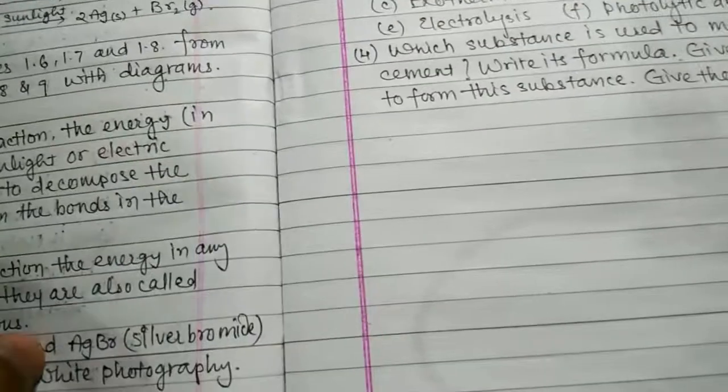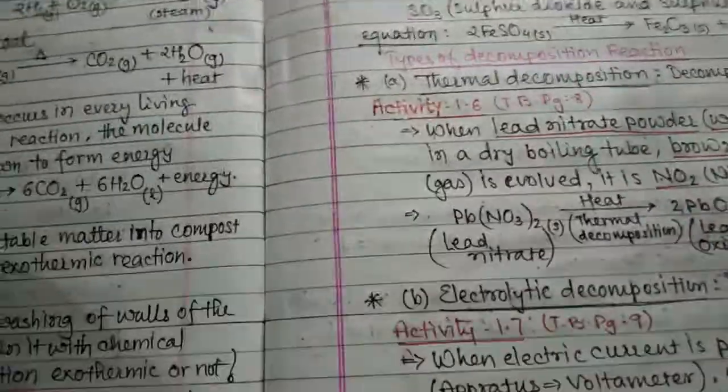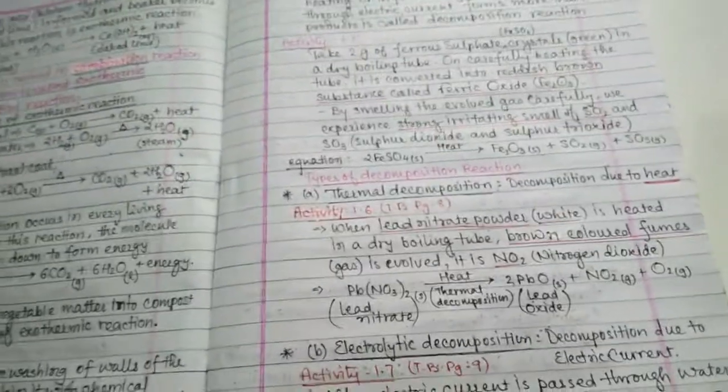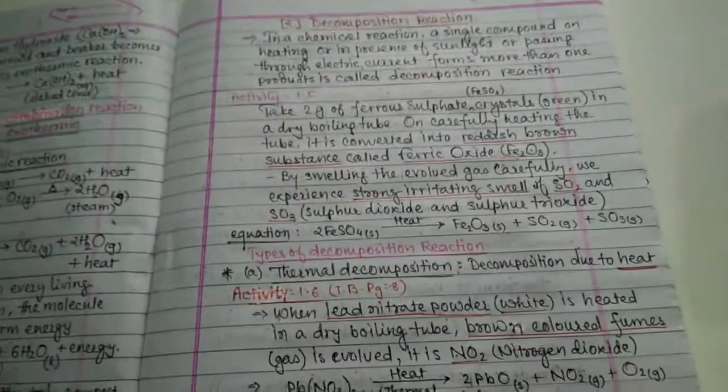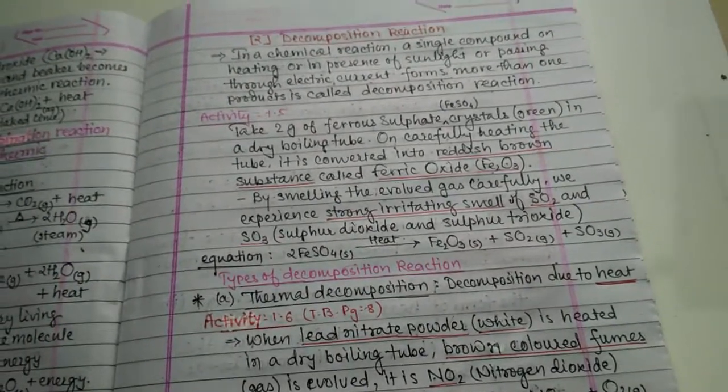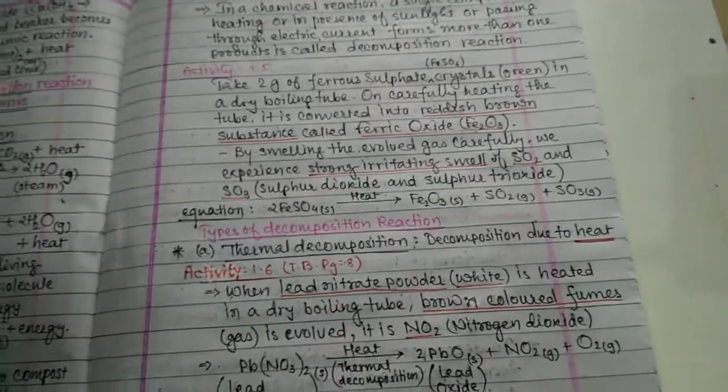Okay, we have discussed two types of chemical reaction. First one is combination reaction and the other one is decomposition reaction. Learn it properly. All the reactions should be studied properly.